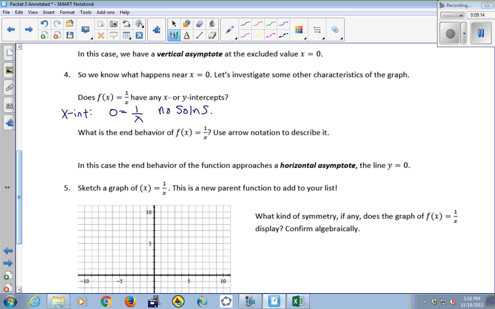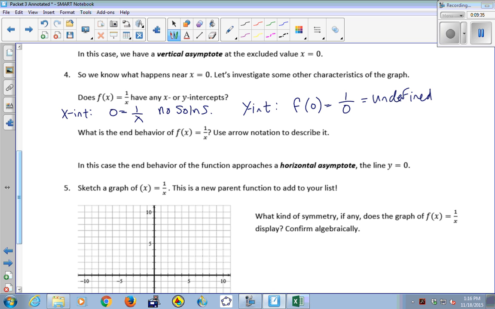All right, and then to find y-intercepts, you typically make x 0. So I would plug in 0 for x, I get 1 over 0. And what's that? Undefined, yeah. So there are no x or y intercepts for this graph.